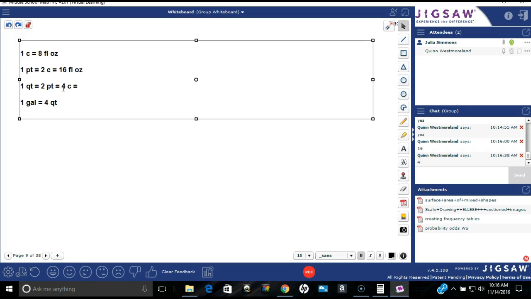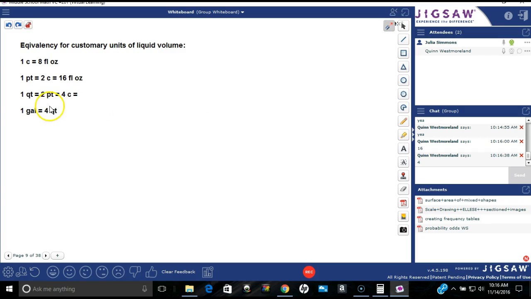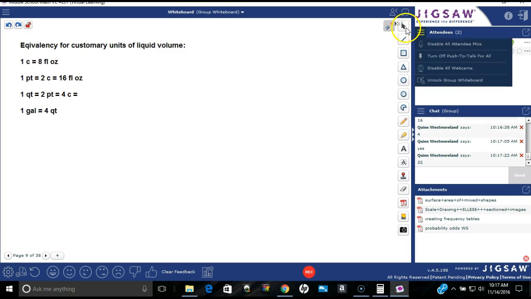All right, using that same logic, how many fluid ounces are in a quart? If I know that there are 4 cups in a quart and there are 8 fluid ounces in a cup, how many fluid ounces are in a quart? 32, very good.